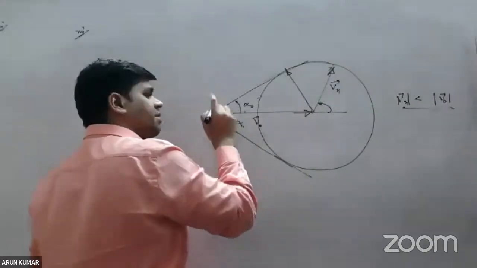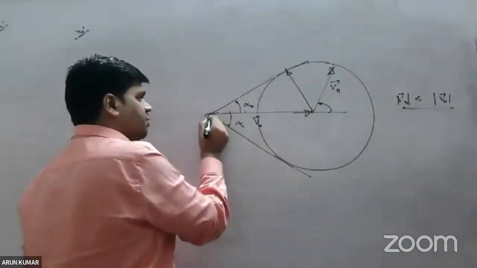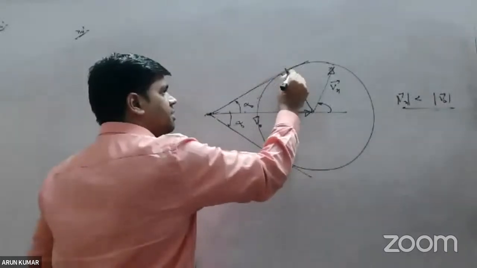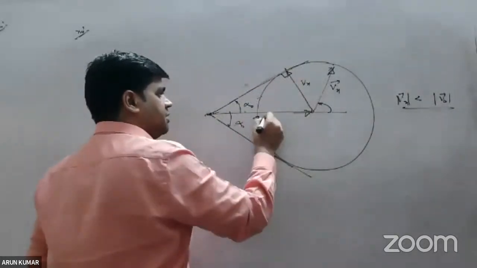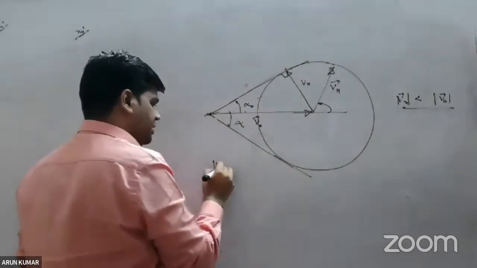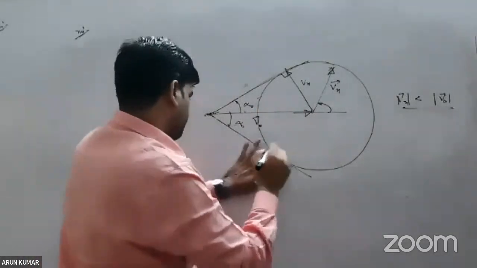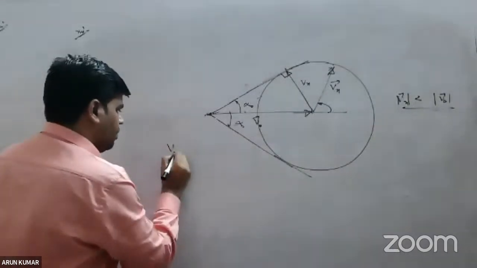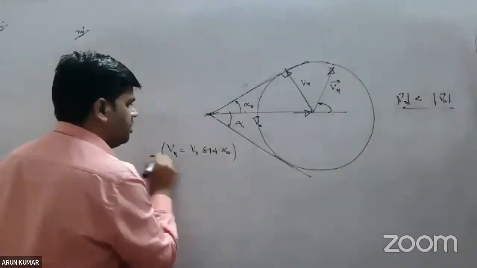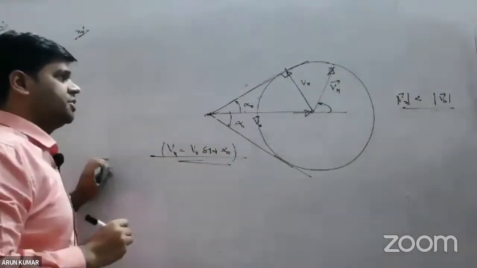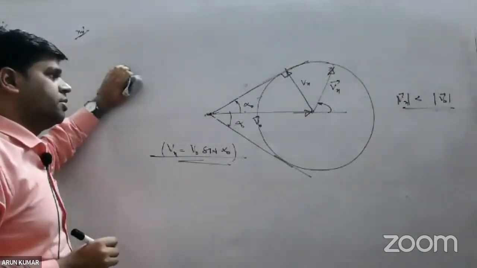I draw a tangent from here. There I have drawn a perpendicular in the last case. Over here I draw a tangent from here. If this is Vx, this is V naught. So Vx is equal to V naught sine alpha naught. That's a condition. That's a relation.